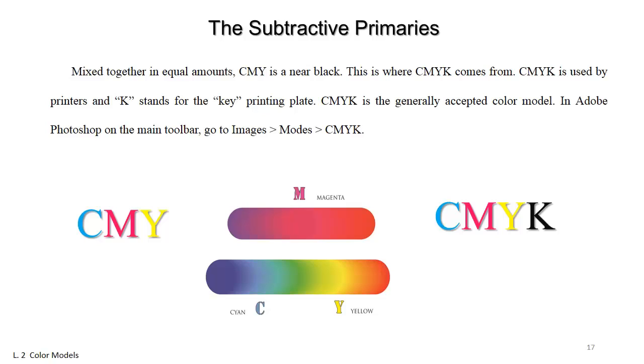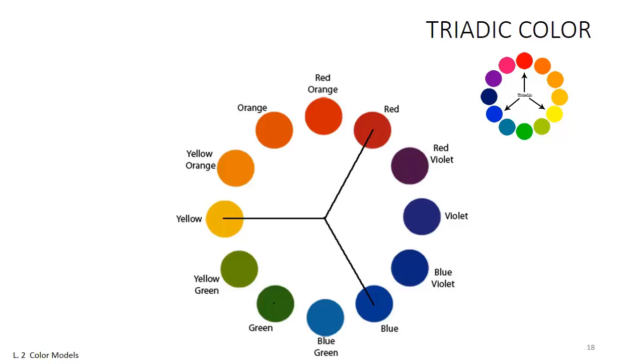This is where CMYK comes from. CMYK is used by printers, and K stands for the key printing plate. CMYK is a generally accepted color model term. If you will notice on the screen, CMY is a triad. It is sometimes referred to as the triad, but naturally there are more triads on the color wheel. On the screen's next to last frame, you see examples of triadic artwork.